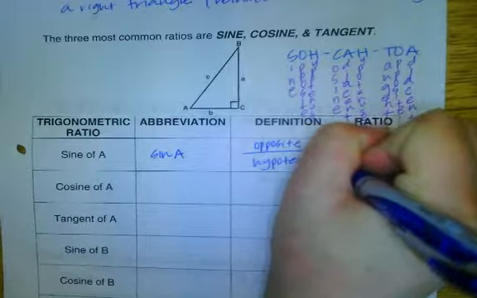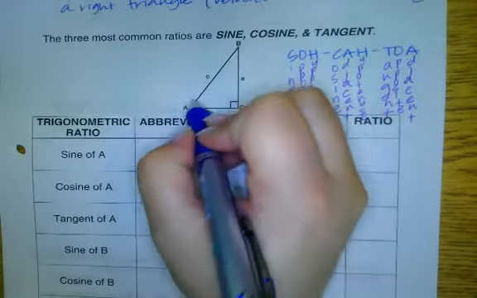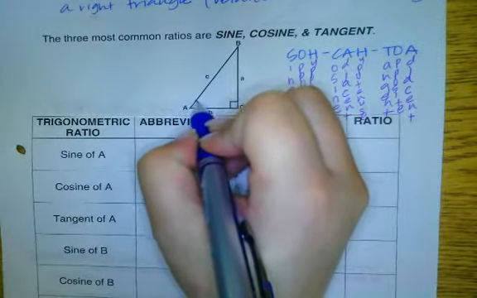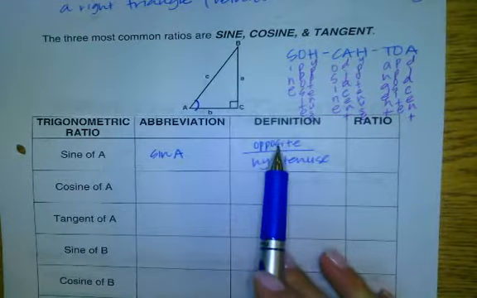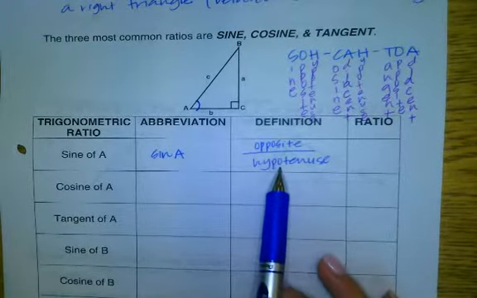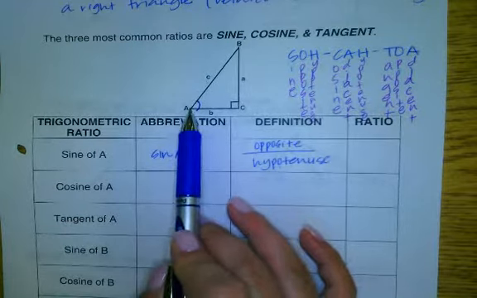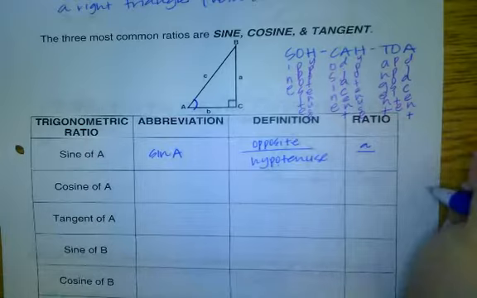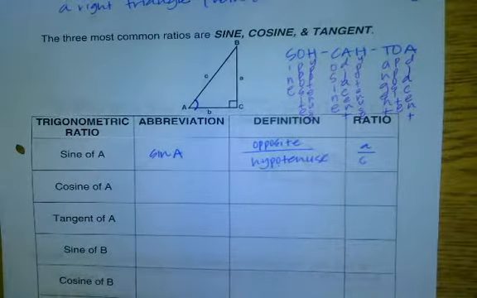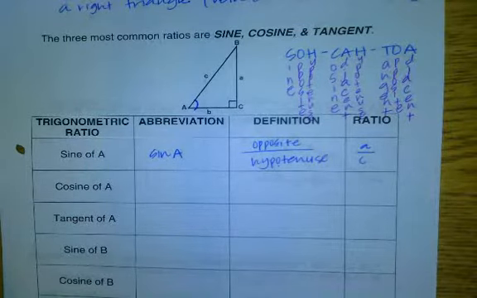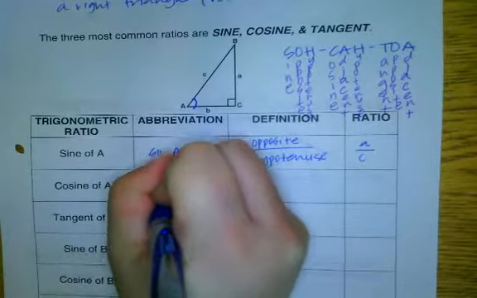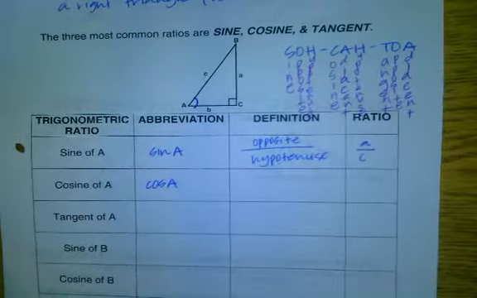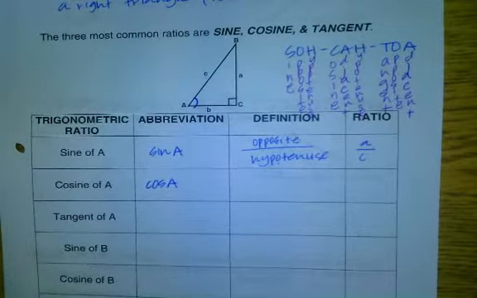Alright, so if we're looking at angle A, which is here, and we are looking for the opposite side over the hypotenuse, what is the opposite side of A? Little a. And what is our hypotenuse? C. So to find sine of A, it would be a over c. Okay, now let's look at cosine, abbreviated COS. Your angles will always be capital letters.